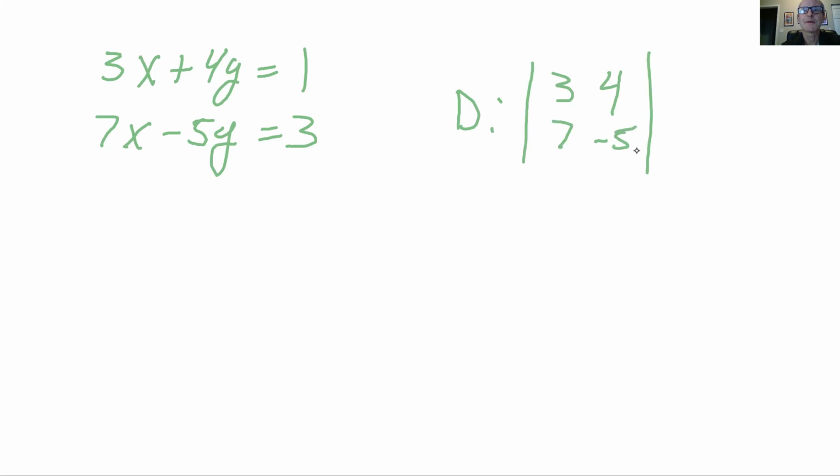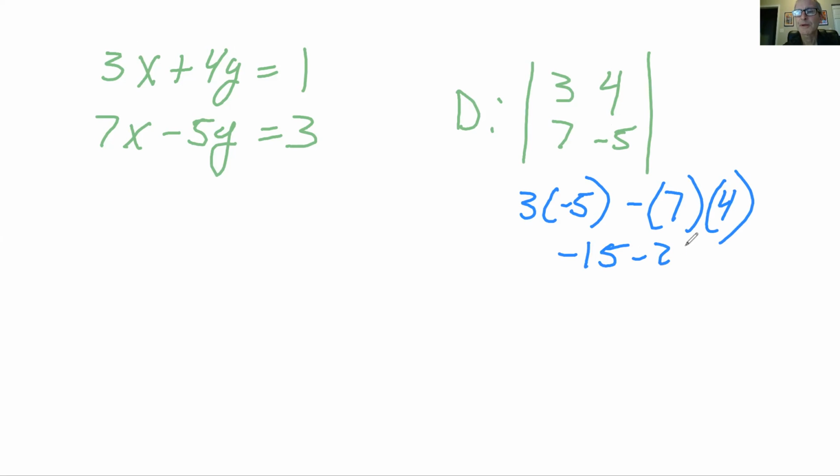So that would be X variable is 3 and 7, and this one is 4 and minus 5. So if you wanted to calculate that determinant, it would be 3 times minus 5 minus 7 times 4. And so if you did that, that would be minus 15 minus 28, and that would be minus 43. So that would be what goes down in the denominator. And so what goes up in the numerator is what the book calls the dx.